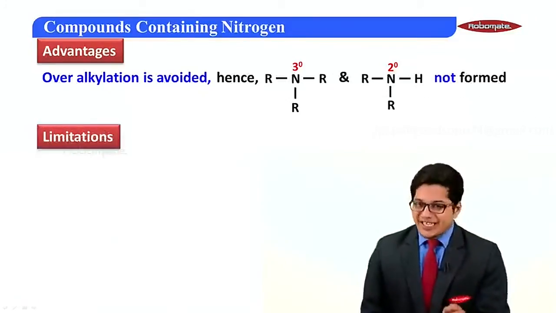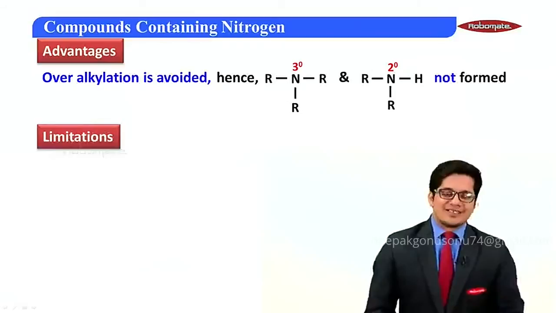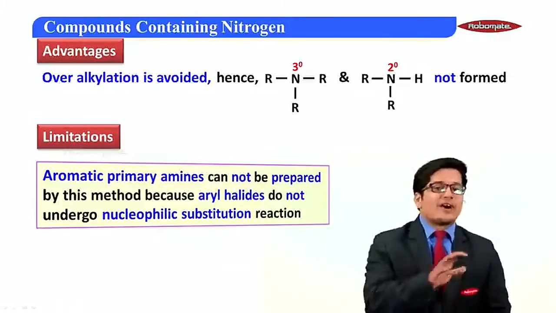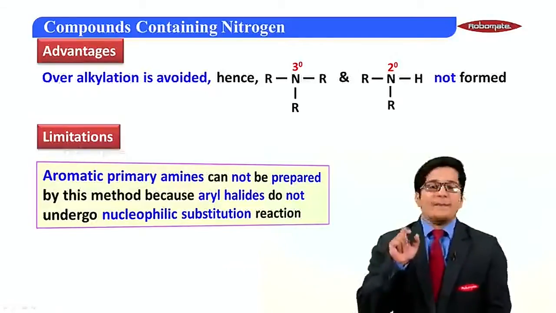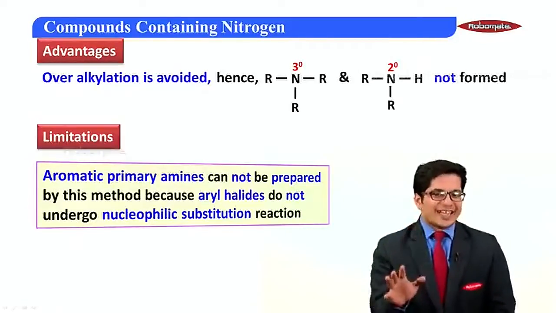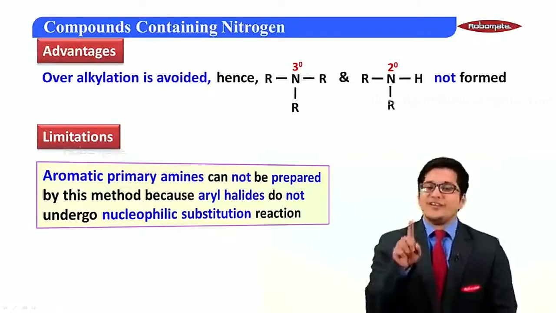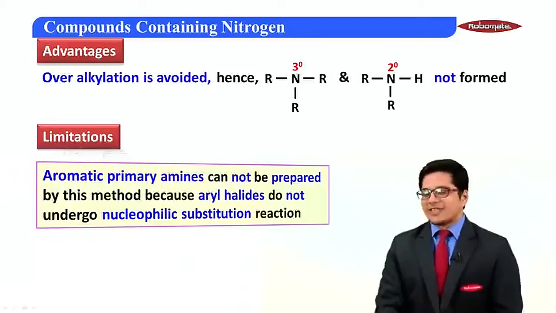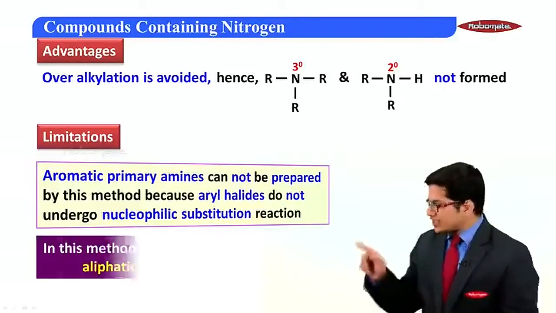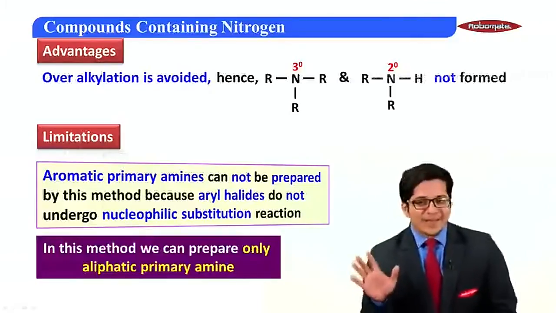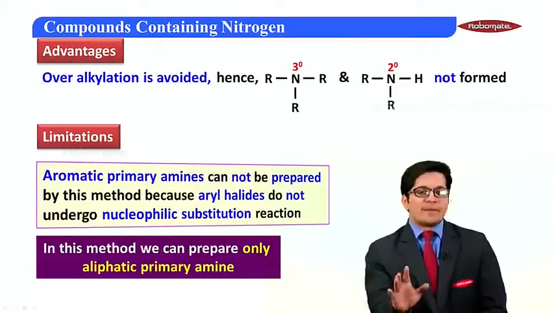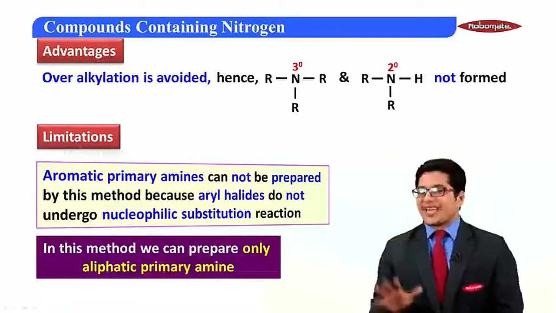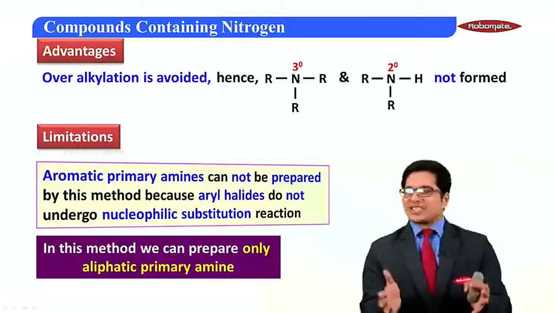The next point is the limitation of this method. The first limitation is that aromatic primary amines cannot be prepared by this method because aryl halides do not prefer nucleophilic substitution. They prefer electrophilic substitution. And the last and most important point: in this method we can only prepare aliphatic primary amines. We could not prepare anything else. So this was the entire process.